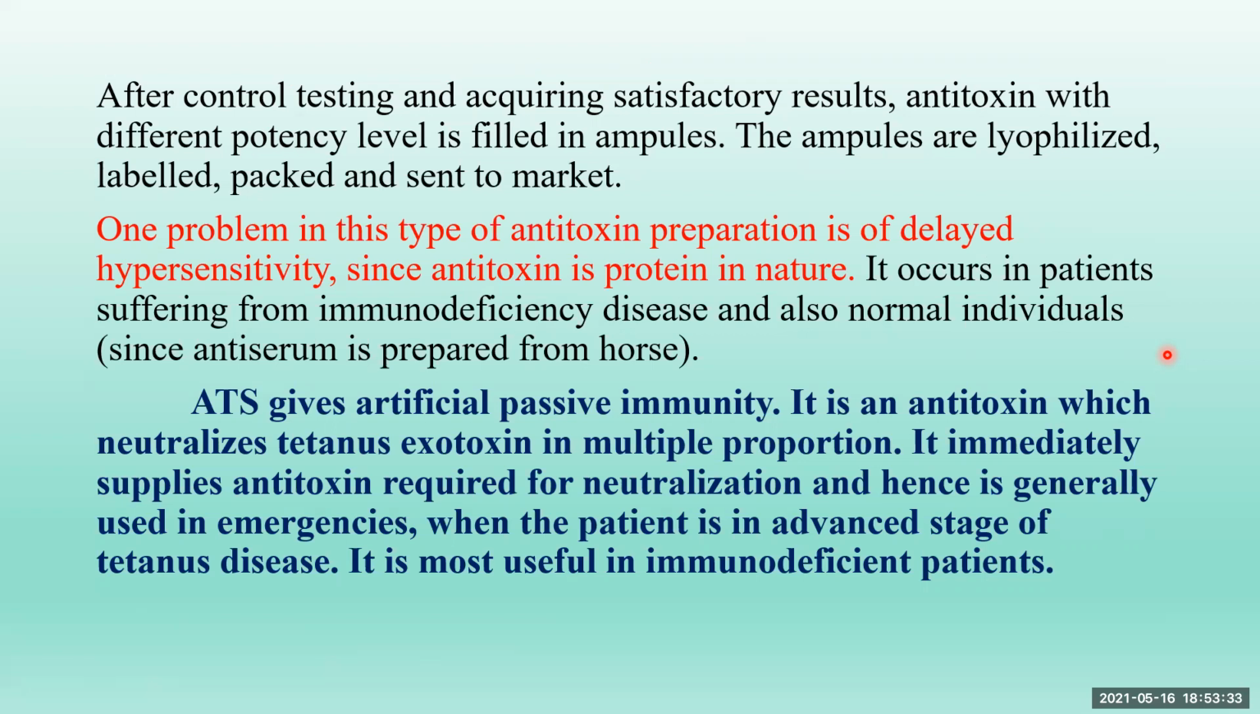If you want to immunize a person against tetanus, tetanus toxoid is injected into the body. But if a patient is in advanced stage of tetanus disease, and there is an emergency to treat the patient, in that case only anti-tetanus serum is used, because hypersensitivity reaction may develop. It doesn't always develop, it may develop. Okay, so anti-tetanus serum or antitoxins are ready-made antibodies, ready-made antitoxins required for neutralization of toxin, and hence used only in emergencies when the patient is in advanced stage of the disease. It is most useful in immunodeficient patients.